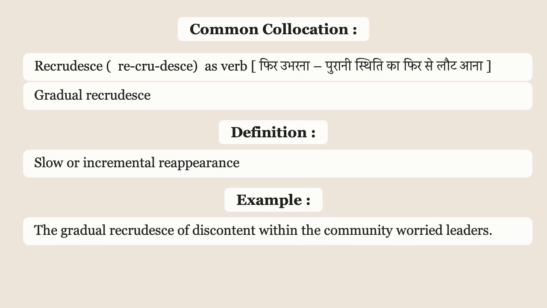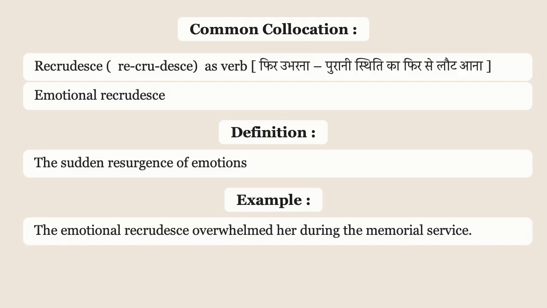Gradual recrudesce. Definition: slow or incremental reappearance. Examples: the gradual recrudesce of discontent within the community worried leaders. Emotional recrudesce. Definition: the sudden resurgence of emotions. Examples: the emotional recrudesce overwhelmed her during the memorial service.